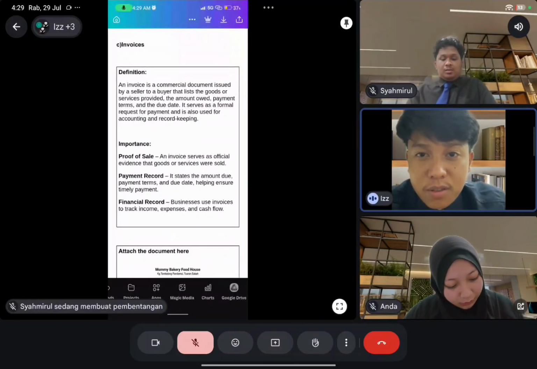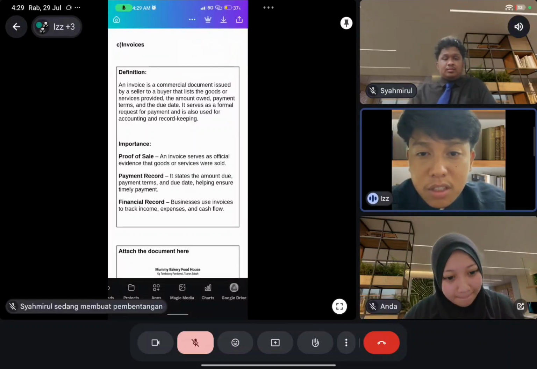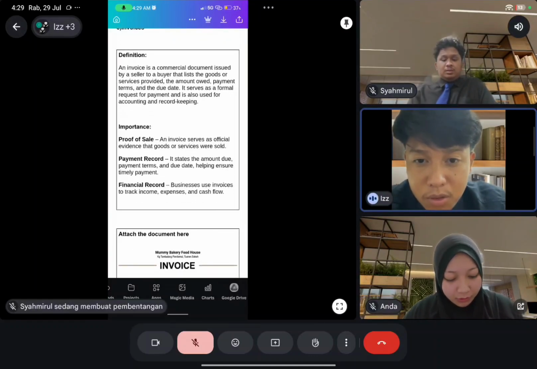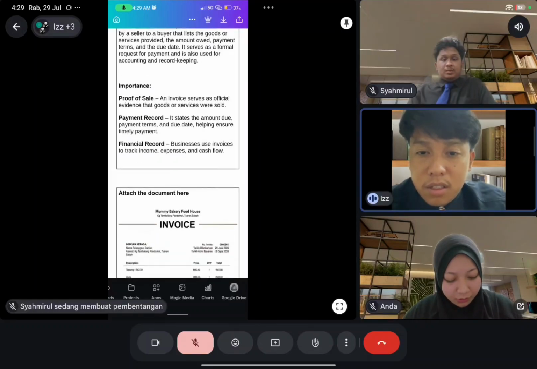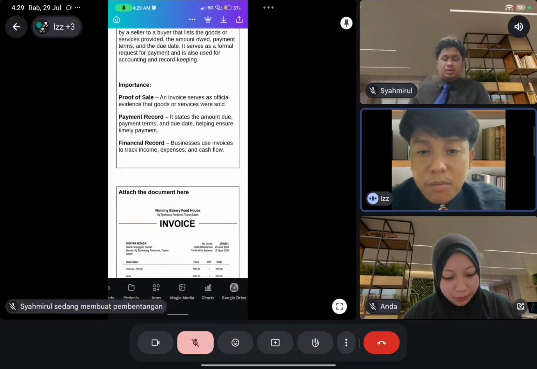Next, invoice. Invoice is a commercial document issued by the seller to the buyer. It lists the goods or service provided, the amount owed, the payment terms, and the due date. An invoice serves as proof of sale, records payment information, and helps business track income, expenses, and cash flow.